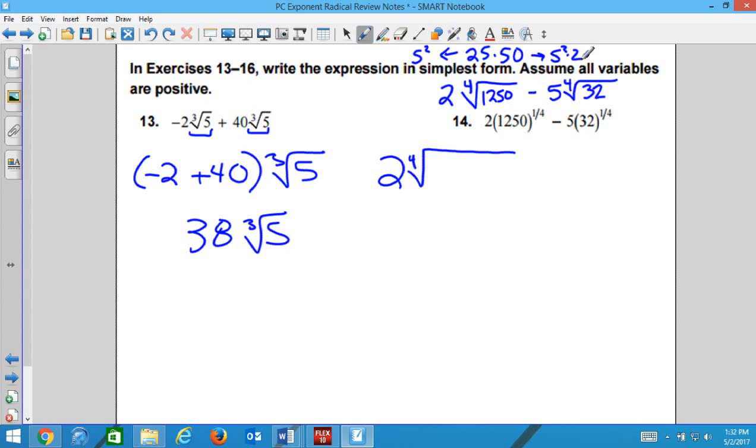So what is 1250? How many 5s go into 1250? Oh, you mean 5 times 250? And then take out another 5. And then take out another 5. And then take out another 5. So 5 to the what goes into 1250?